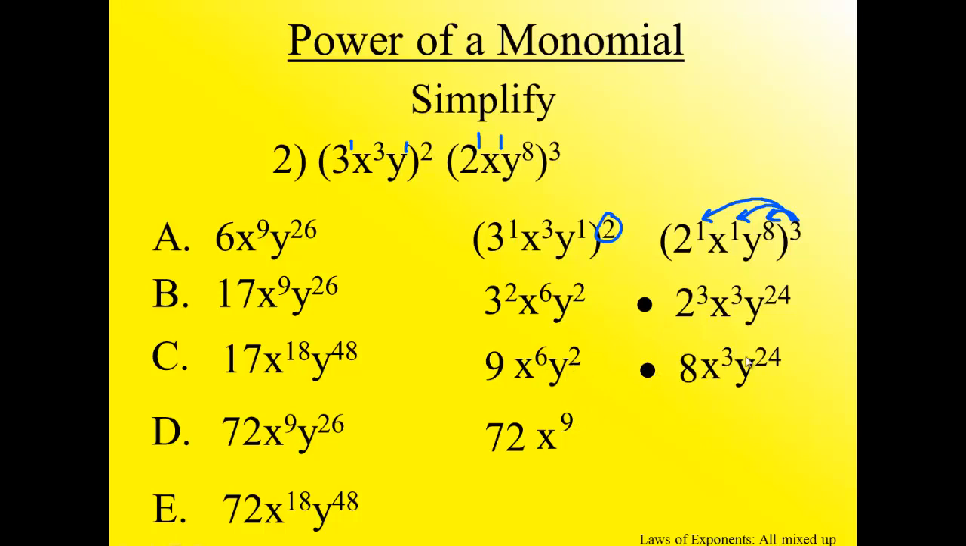y squared times y24. Again, we have the same base. You copy the base, add the two exponents. 2 plus 24 will give us 26. Now again, x and y are two different bases, so we cannot simplify this further. Our answer is now 72x9y26, which is option letter D.